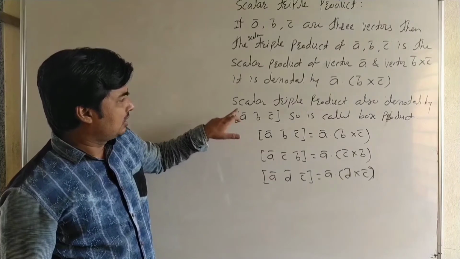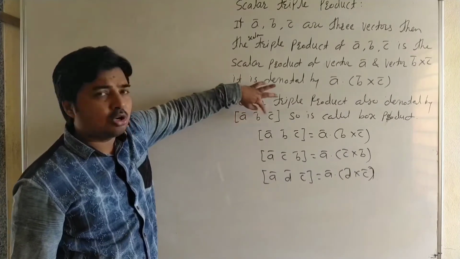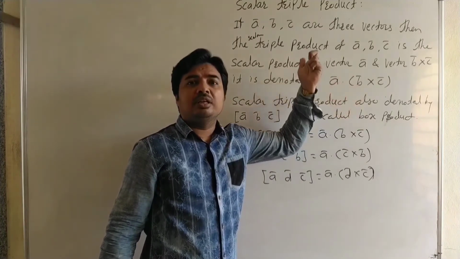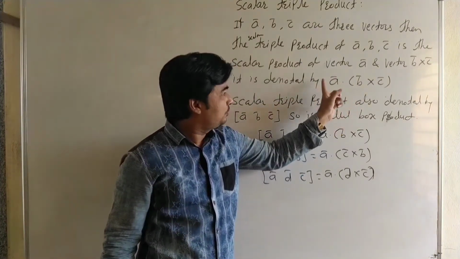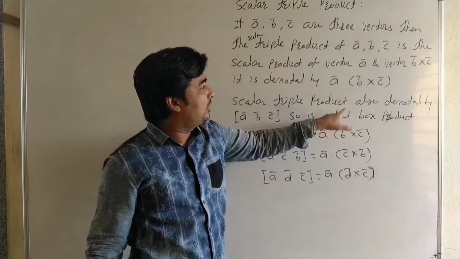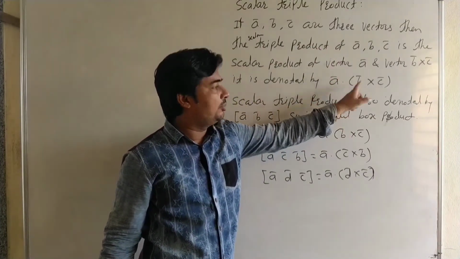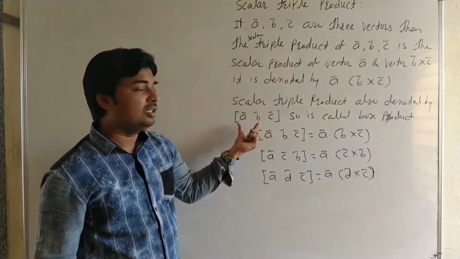It is a scalar product. We can write it in the box product form. It is a scalar triple product. We can write it in terms of dot and cross. Scalar triple product of three vectors we can write in dot and cross product form. It is A bar dot B bar cross C bar and it is written in the box product form.